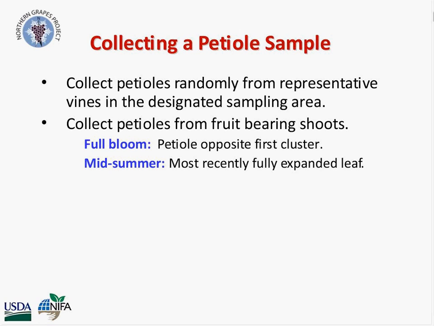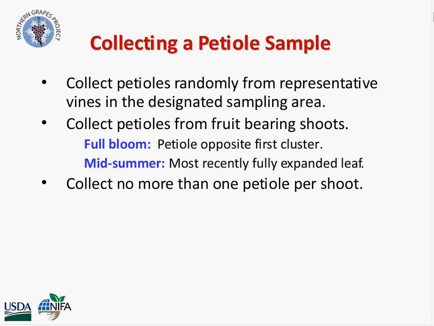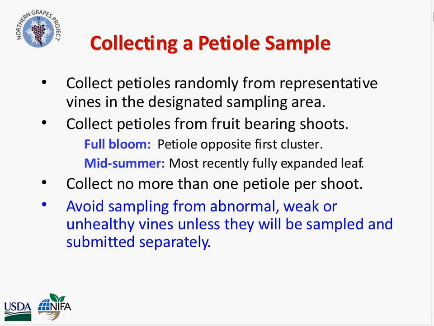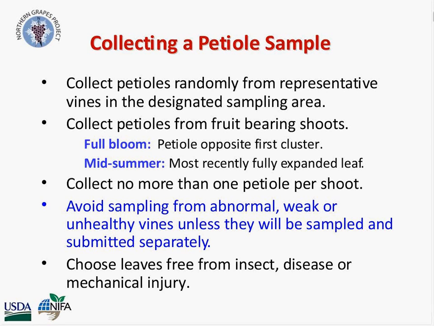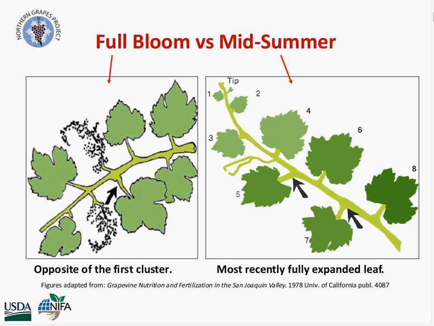And choose leaves free from insects, disease, and mechanical injury. And it's really, really important to get really normal leaves when you do collect. So, full bloom, it's going to be that leaf opposite the first cluster. In some of our northern hybrids, that first cluster is often at the second node or second leaf, and it's very, very difficult to find normally developed leaves at that early stage of development.